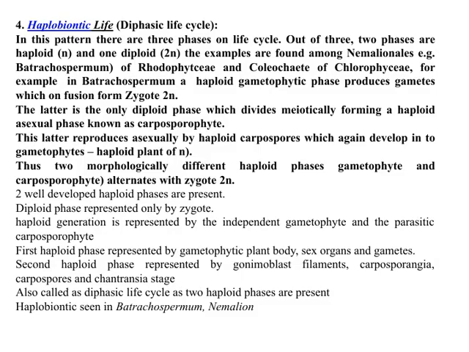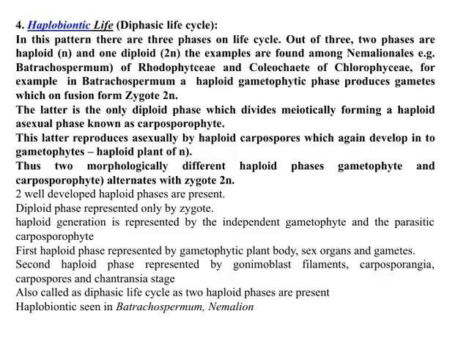In this slide, we are exploring the haplobiontic life cycle, also known as the diphasic life cycle, which features three distinct phases in the life cycle. Out of these three phases, two are haploid, meaning they have N chromosomes, and one is diploid, with two N chromosomes. Examples of organisms exhibiting this pattern are found among nemmelionals, like Batrachospermum, which belongs to the rhodophyceae, and Coleochaete from the chlorophyceae.